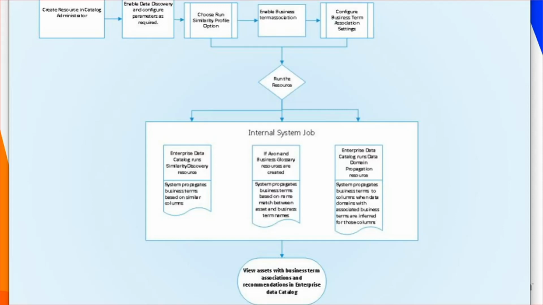The first job is the similarity discovery job, which associates terms based on similar columns. Next, if you have created an Axon and Business Glossary resource, then the system propagates the business terms based on the name match between assets and business term names. And the last job is domain propagation, which propagates business terms to columns when data domains with associated business terms are inferred for those columns. And then you can view assets, business term associations and recommendations in EDC.